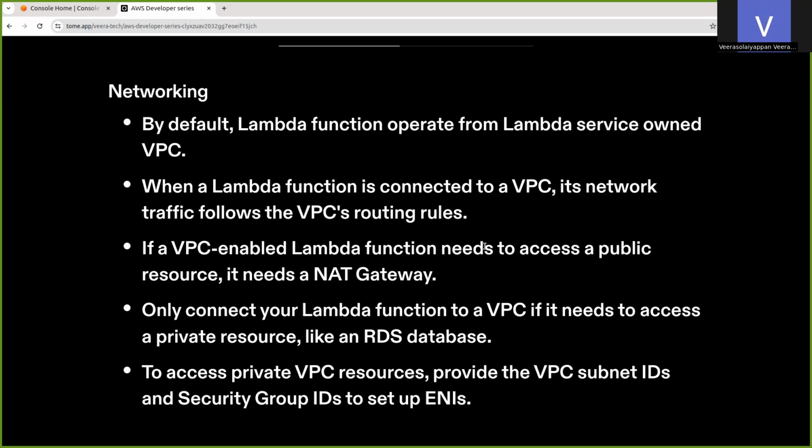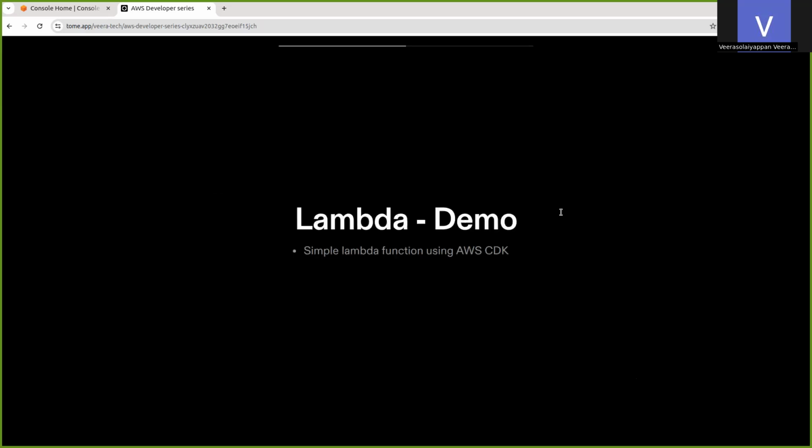Okay, so these are the things we have for public access and private access. Now let's go to the demo part. We have already built the Lambda function by using AWS CDK. We will just walk through the steps and how to deploy the Lambda function using AWS CDK.